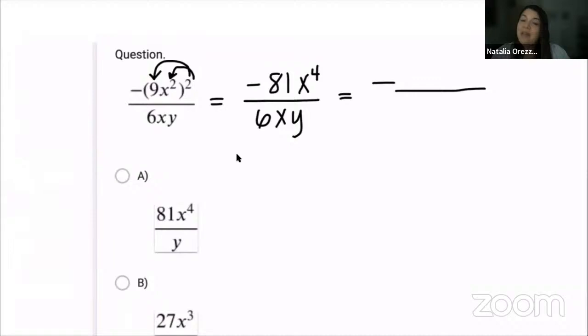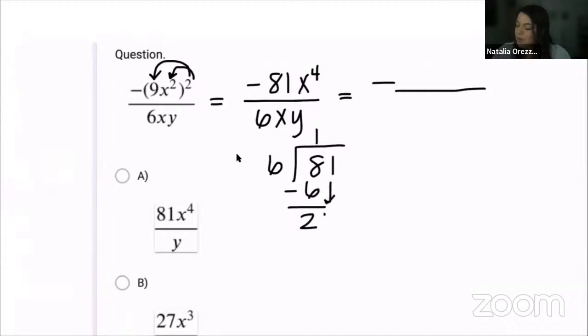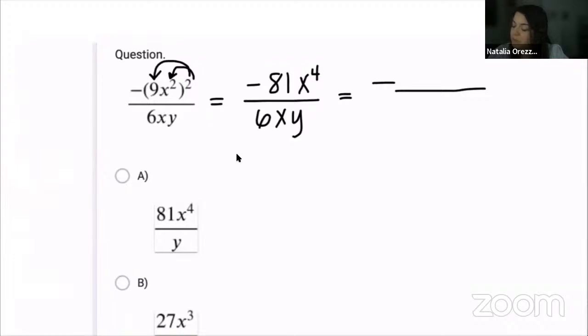Now, can we divide 81 by 6? Let's give it a try. 6 goes into 8 one time. 6 times 1 is 6. 8 minus 6 is 2. We bring down the 1. 6 goes into 21, but not evenly. So what does this tell me? That I'm not going to be able to divide this. I'm going to have to simplify. So I'm going to pause here, and I'm going to go back to 81 over 6.